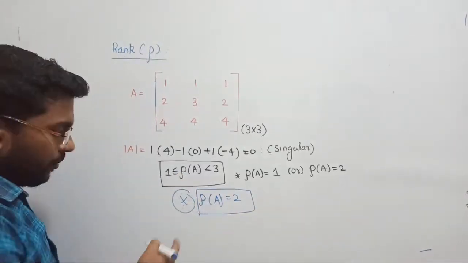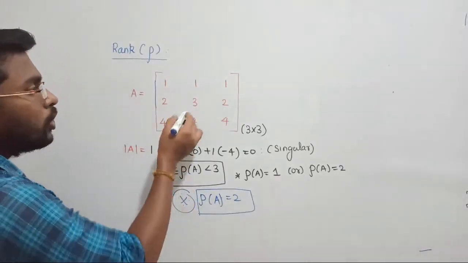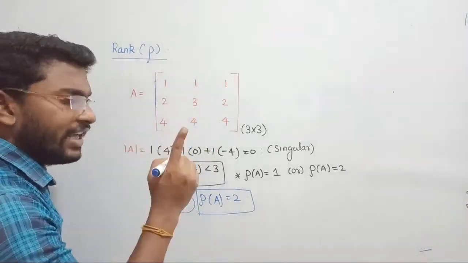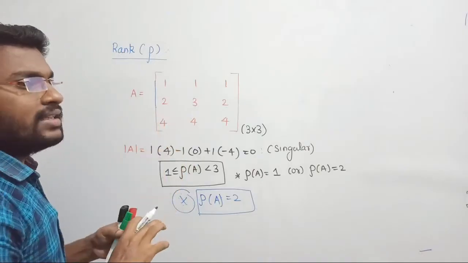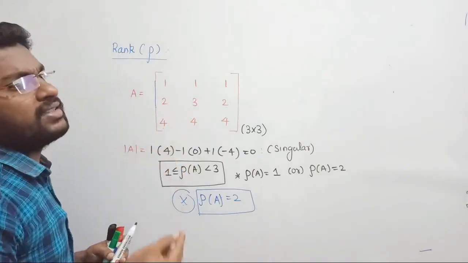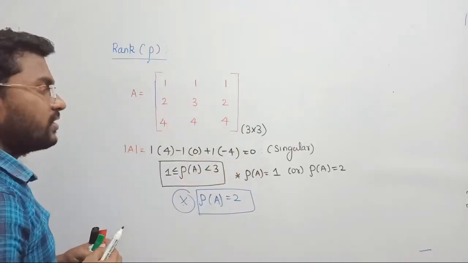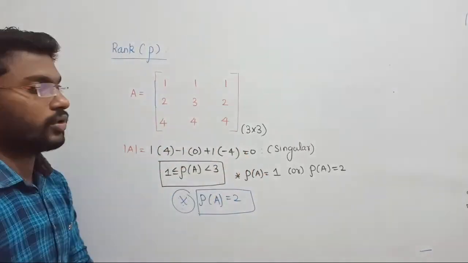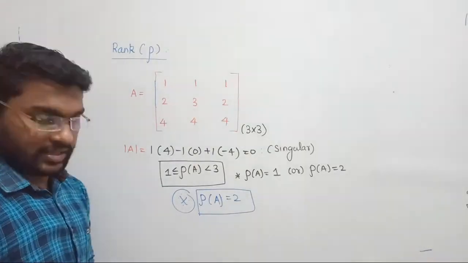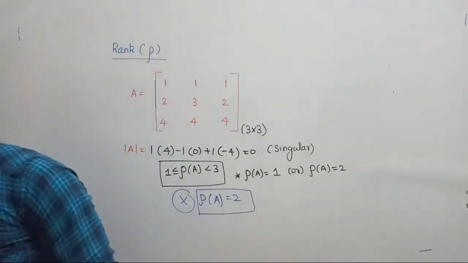Clear? Why is my rank 2? Because at least the determinant of one 2 cross 2 matrix is not equal to 0, so the rank of the matrix is decided as 2. Clear? Yes. So for our case, the rank of the matrix is going to be 2. Do you all agree with me? Yes. Let me take one more example.